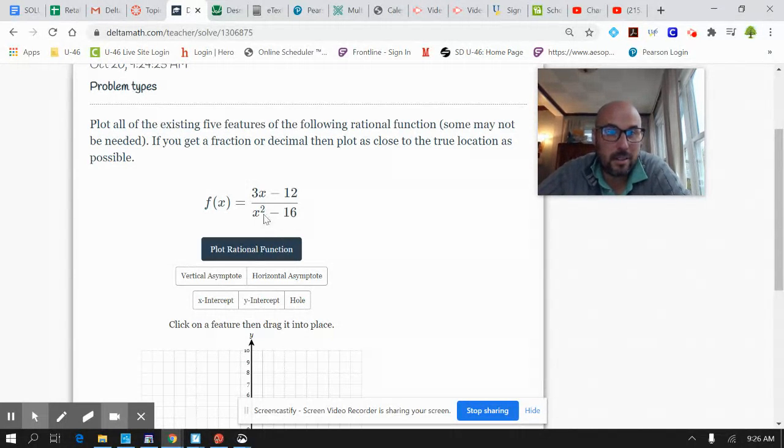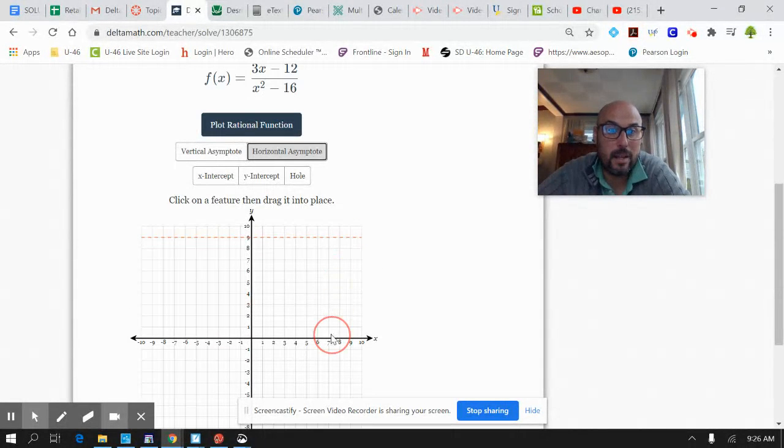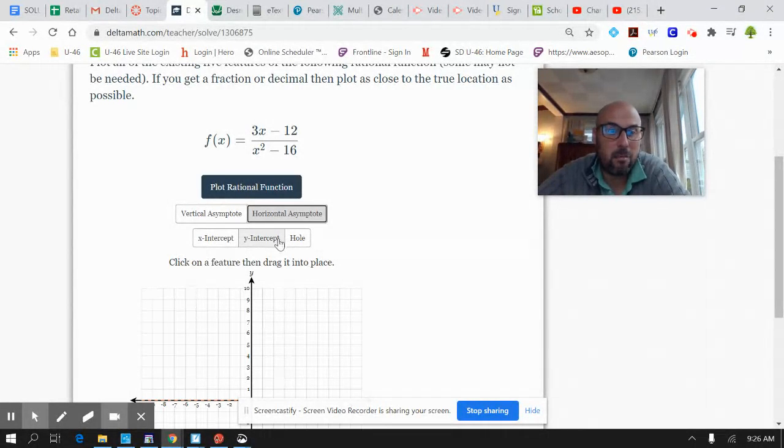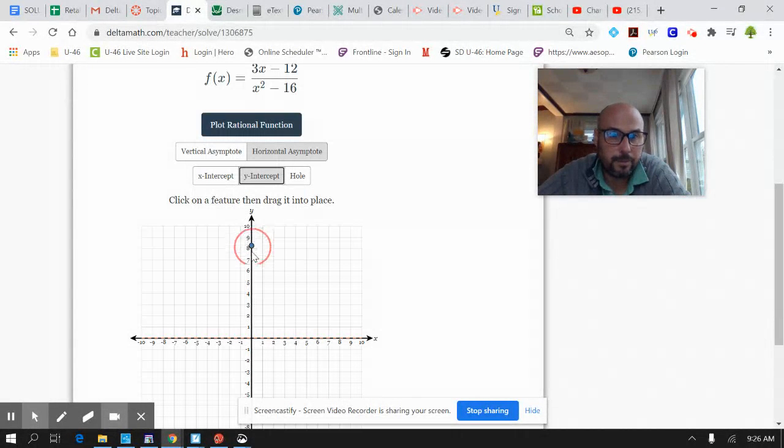I first see that the degree of the denominator is 2, the degree of the numerator is 1. So that means there is a horizontal asymptote at y equals 0. If the bottom degree is bigger, y equals 0 is the horizontal asymptote. And I can plot the y-intercept right now because if I let x equals 0, all I'll be left with is negative 12 over negative 16. What does that equal? Well, the negatives cancel out, so it's just 12 over 16. They both have a 4 in common, so when I cancel out that 4, I'm left with 3/4. So the y-intercept is 0, 3/4.